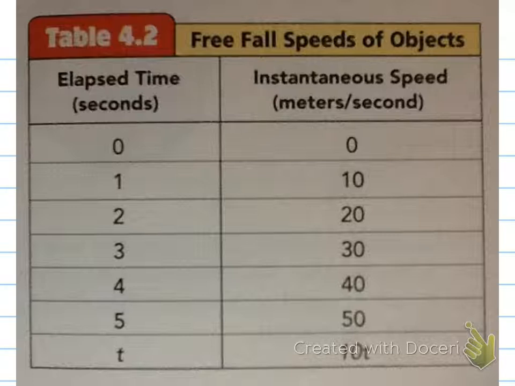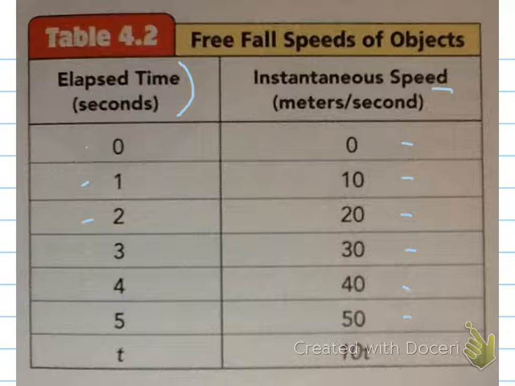I want you to notice that our speed increases each second. What we have here is our time: 1 second, 2 seconds, 3, 4, 5, 6. And then over here we have our instantaneous speed. This is what would be measured if we had a speedometer on an object, if we pretend it's a rock with a speedometer on it. Here at the top, before I drop it, it's not moving. After 1 second, it's moving 10 meters per second. After 2, 20, 30, 40, 50.